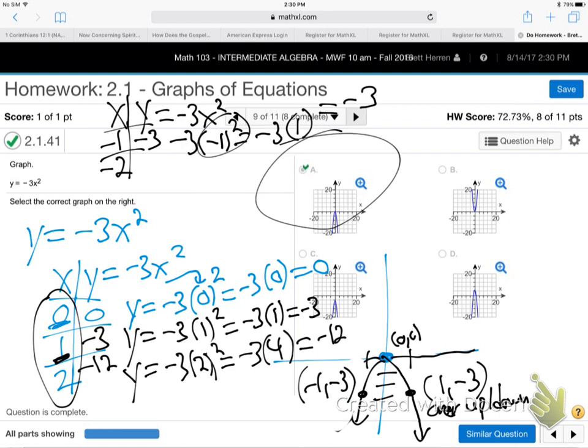Okay, good. So for the ones that are not straight lines, just make an XY table, plug in the easiest numbers you know, 0, 1, and 2. Plug them into the equation, get some dots, play connect the dots. That should be enough to figure out which graph it is. They just want to make sure you can do those basic graphing skills.